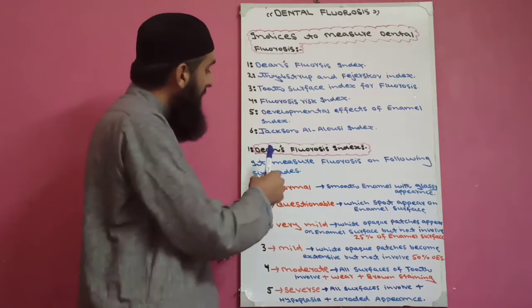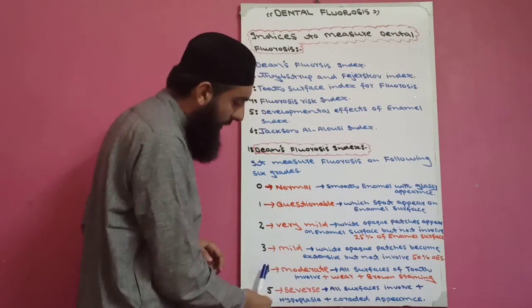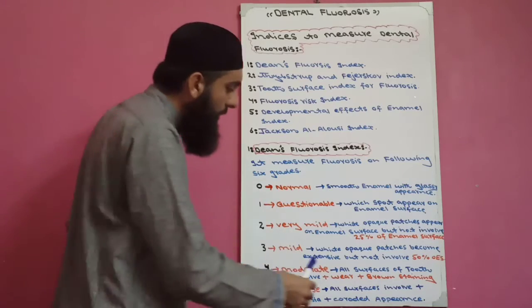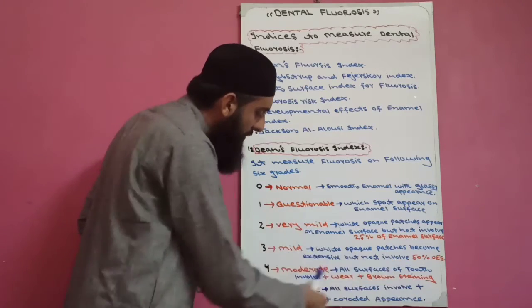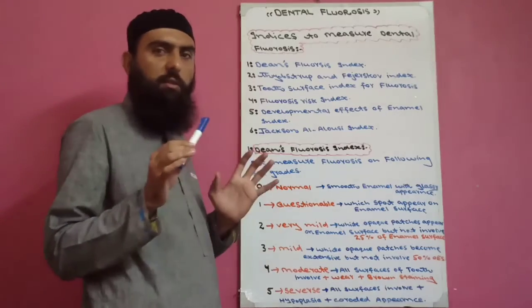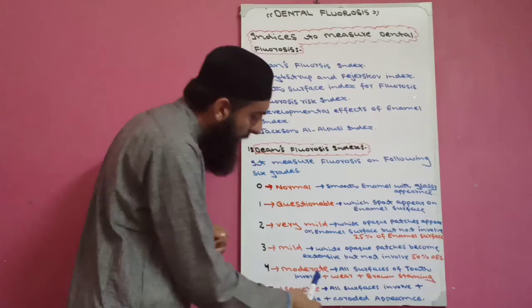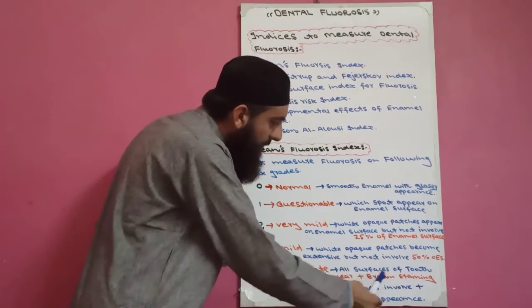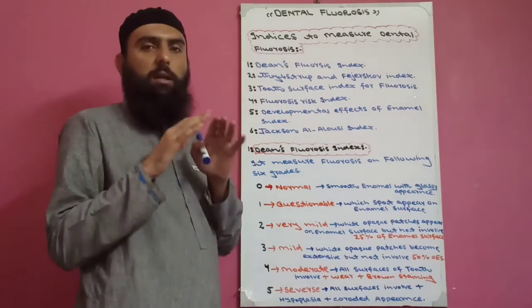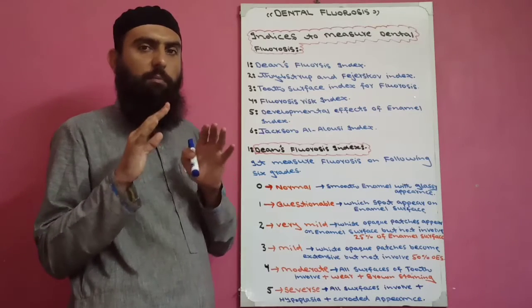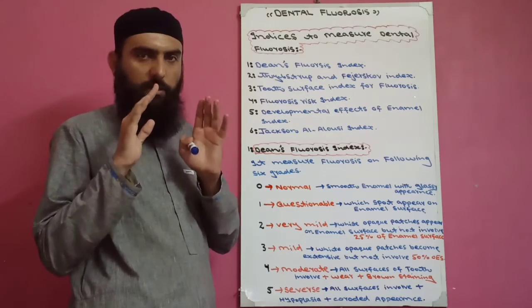Now, if the Dean fluorosis index is 4, it means moderate fluorosis. In moderate fluorosis, all surfaces of the tooth are involved, plus two additional things. Number one, wear, plus brown staining. Now, brown staining is the distinct feature of moderate dental fluorosis.